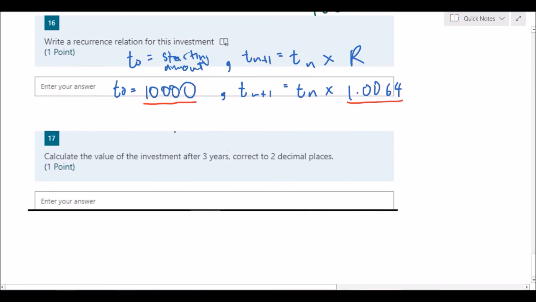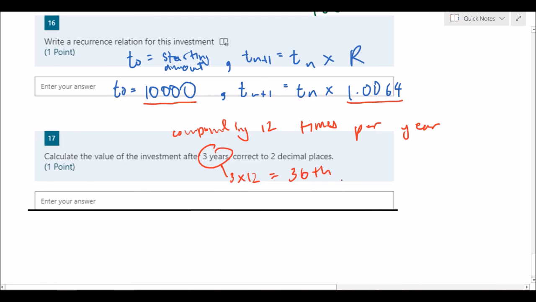So if it's compounding 12 times per year, over 3 years, what term is that going to be? Well, you're going to be going 3 times 12. Because it's 12 times per year, which means you're looking for the 36th term, T36.